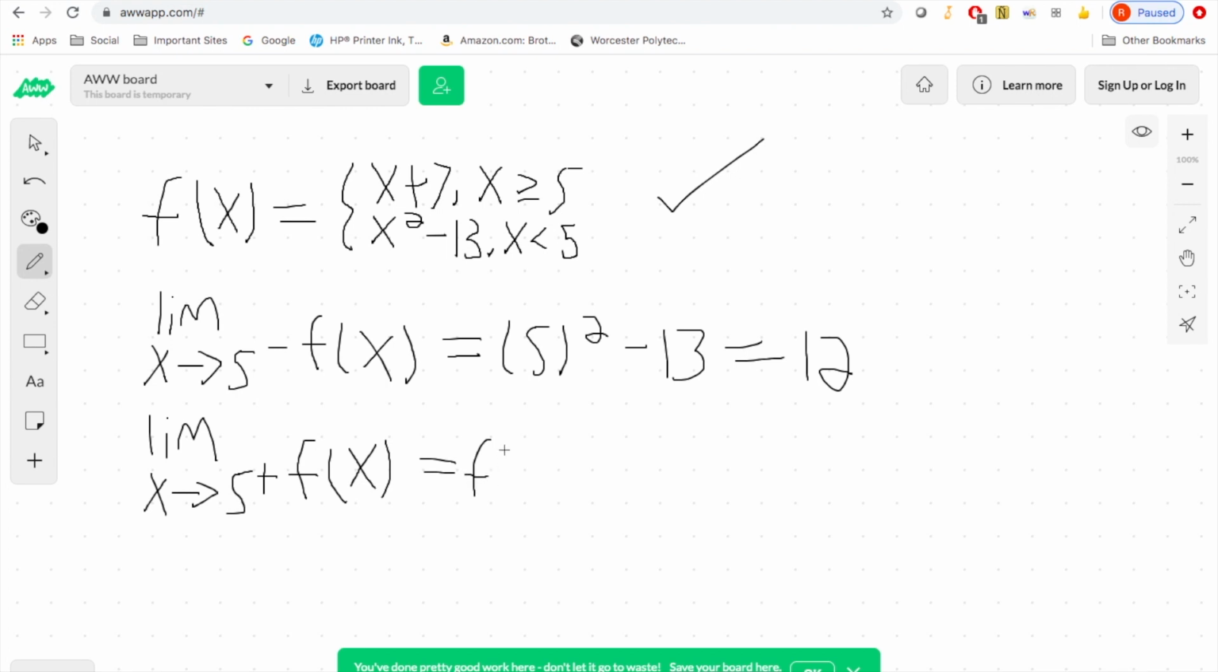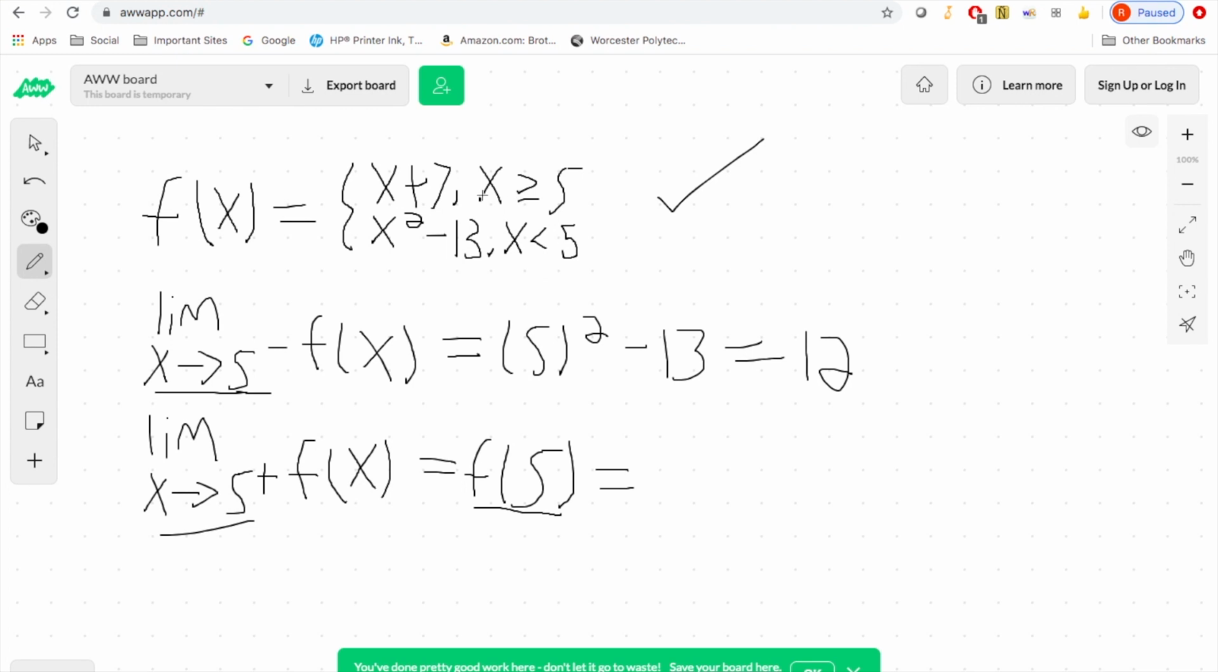In order for continuity to exist, the point needs to be defined on the function, which we already checked off. And these three values that I'm underlining right now need to be equal. If those three values are equal, then we can say that the function is continuous at that point. These three underlined values need to be equal in order for continuity to exist. And so let's solve this out.